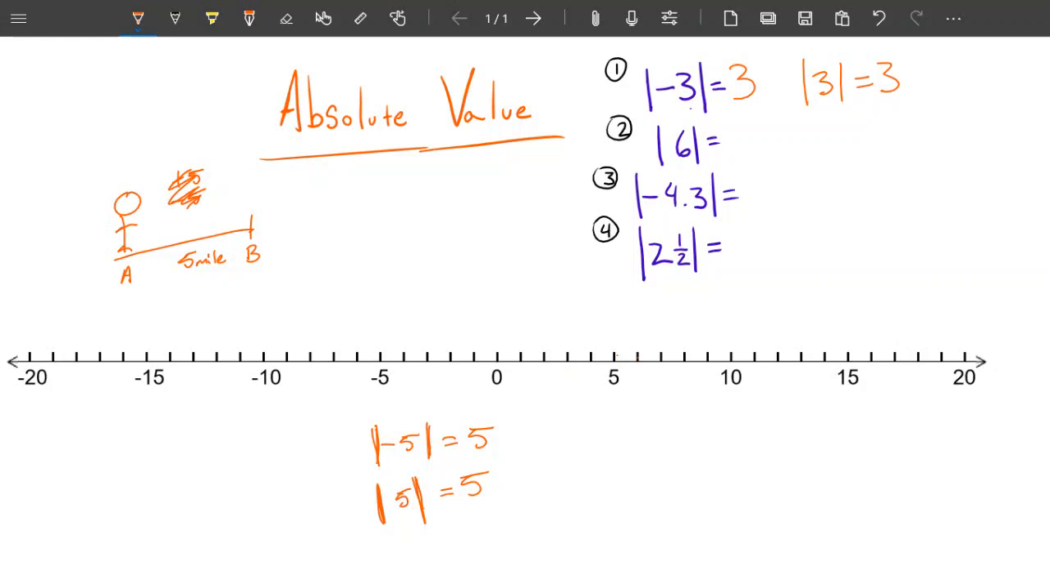Let's move on to number 2. What is the absolute value of 6? Okay, so how many units is positive 6 or just 6 from 0? We'd say 6. Okay, so nothing crazy going on there.